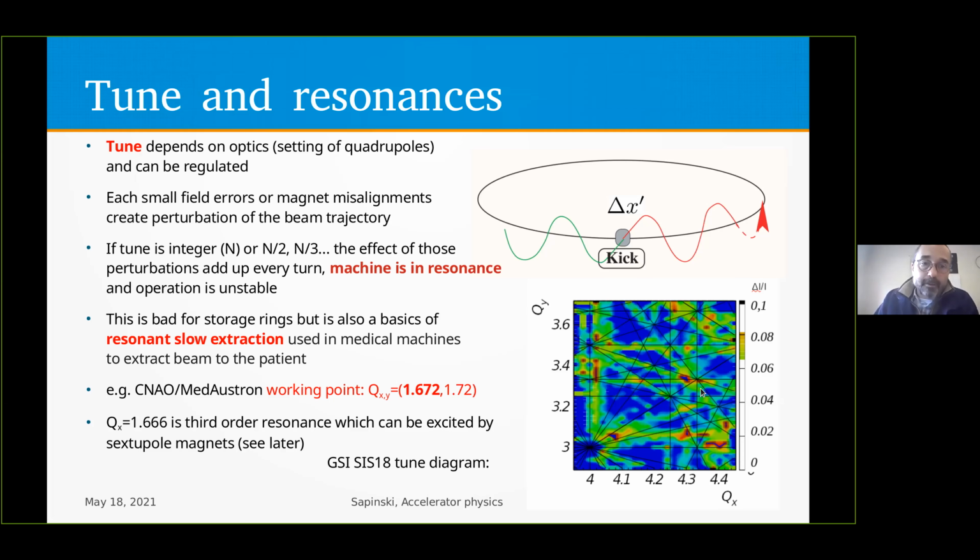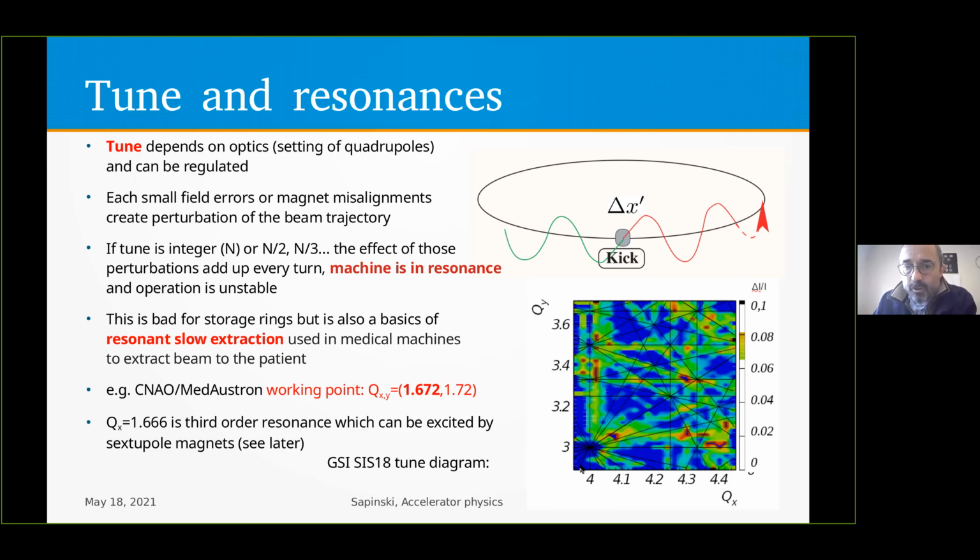Actually, we cannot even have a half-integer tune, because some errors, even if they are repeated every 2 orbits, also lead to blow up of the beam. And also the third integer, usually we don't operate with. I hope this is clear.